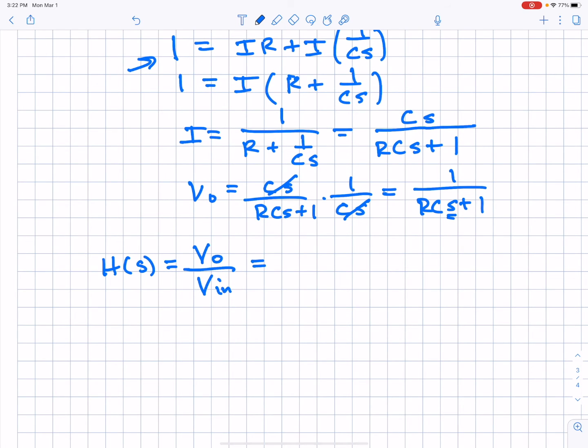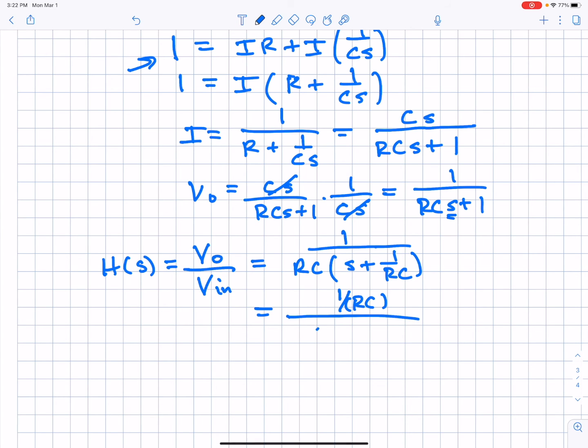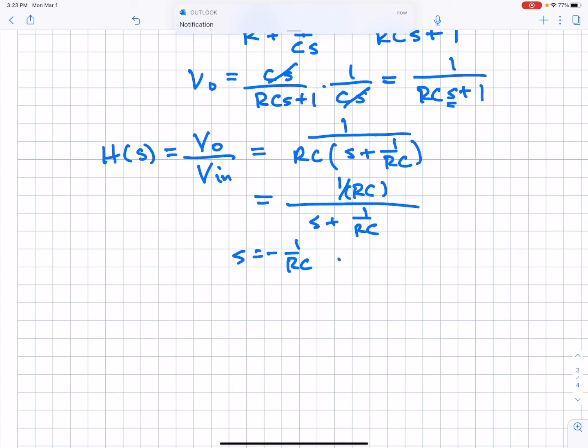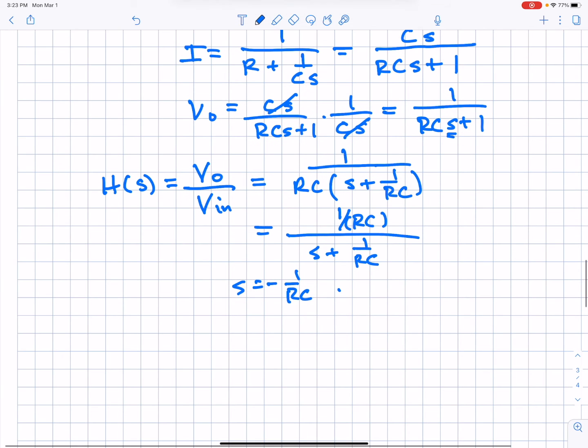Using that trick, we have 1 over, and I'm going to factor out the RC, and I would get S plus 1 over RC. I could write this in the form 1 over RC divided by S plus 1 over RC. This is a first order pole, where S equal to minus 1 over RC is the pole location. So that's a quick example. I'll do a few more for you as well. There you have a quick example of applying Laplace transform theory to analyzing a circuit and writing the equations.